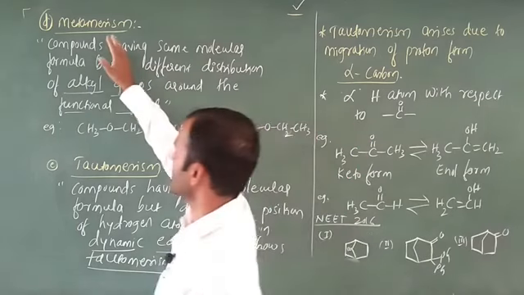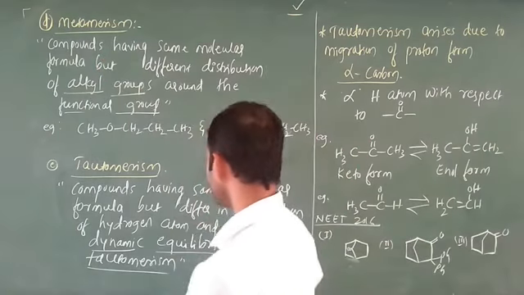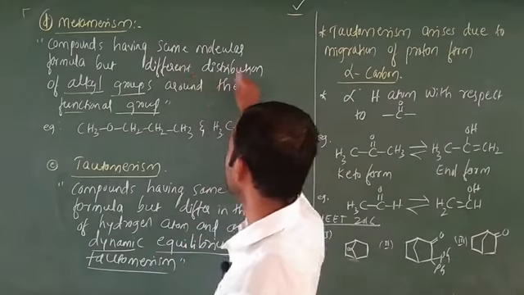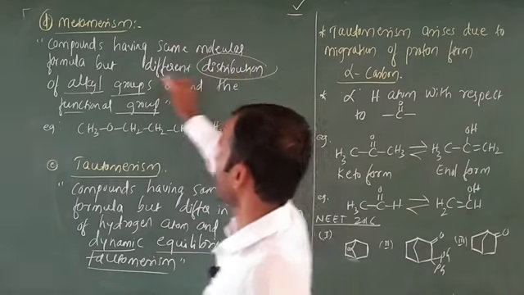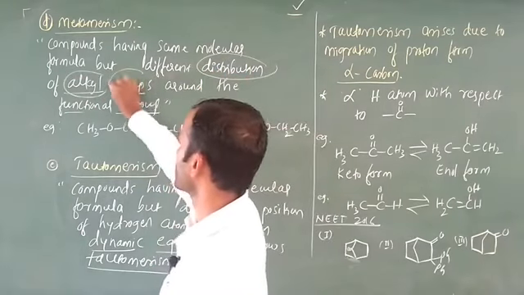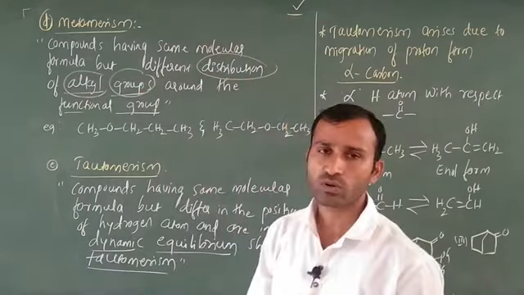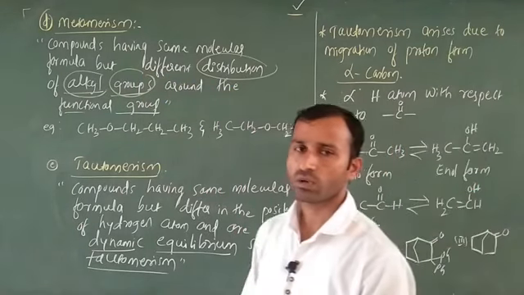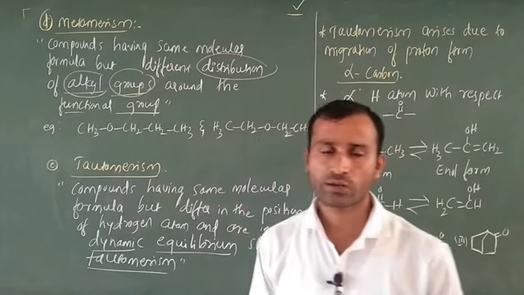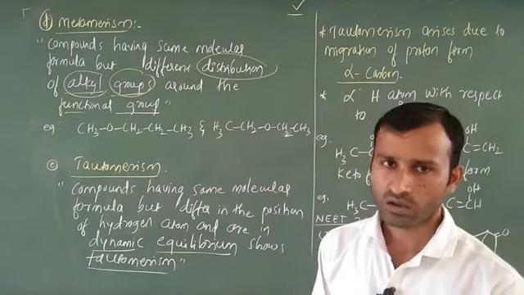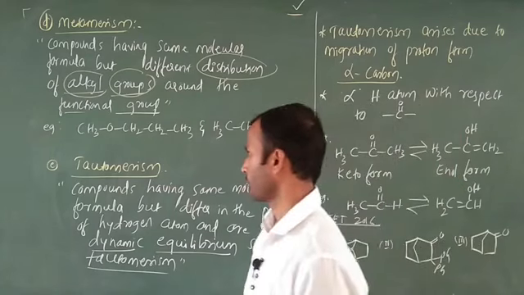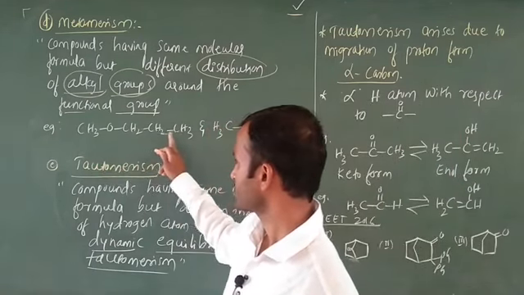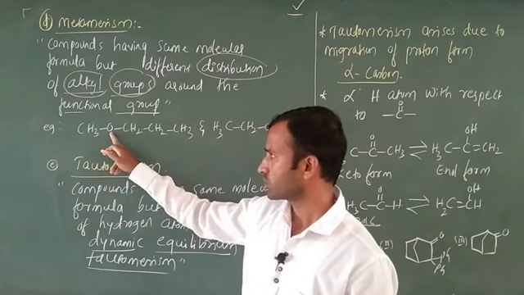Metamerism means compounds having the same molecular formula, but different distribution of alkyl groups around the functional group. Very simple. Metamerism also has the same molecular formula, but different distribution of alkyl groups surrounding the functional group. Here CH3-O-CH2-CH2-CH3 is there. Which functional group is it?